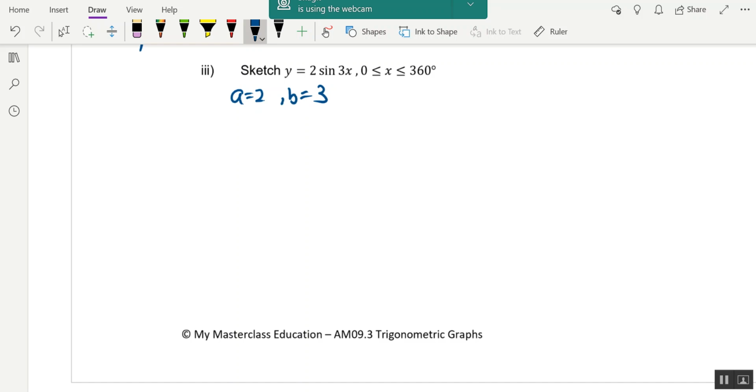Because if you don't identify your a and b and you get careless in the exam and then you come crying to me, hey, Mr. Ivan, I could have gotten this, I could have gotten that, if not for my carelessness. And why are you careless? It is because you never identify your a and b, such that your graph is not proportionate.